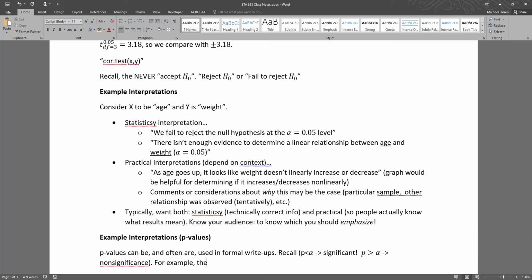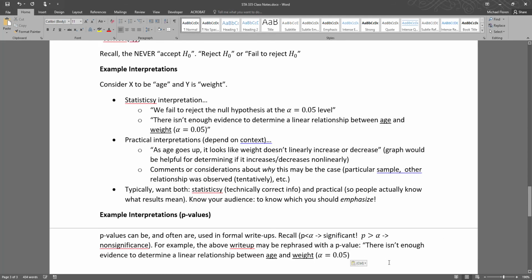So, for example, the above write-up may be rephrased with a p-value. Now notice that we didn't calculate a p-value in our write-up. We would have to use the cor.test function to find the p-value. So we could copy this statistics interpretation, and all we would do is take this exact style of interpretation and replace alpha equals whatever value with p equals whatever value. In this case, the p-value rounded to 2 decimal places would be 0.11.